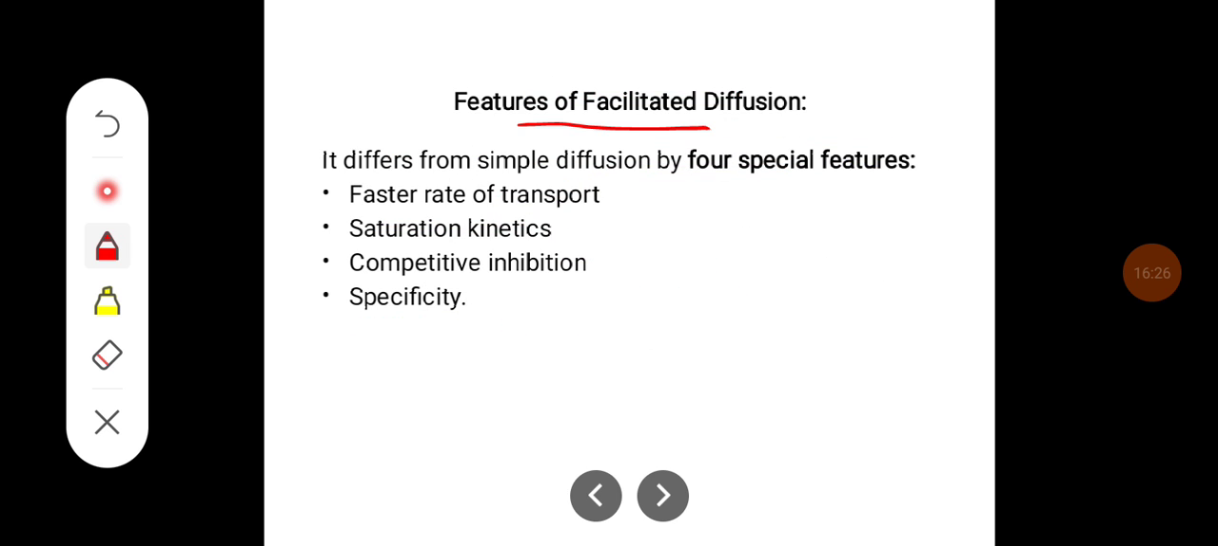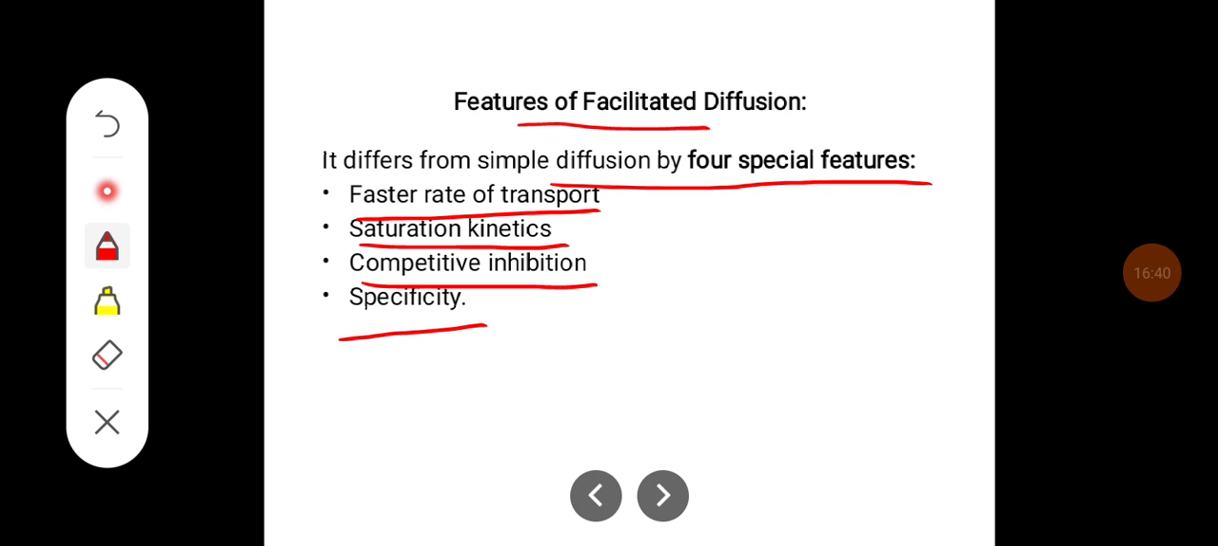Features of facilitated diffusion. It differs from simple diffusion by four special features. The faster rate of transport, it obeys saturation kinetics, there can be competitive inhibition, and this transport is very specific.